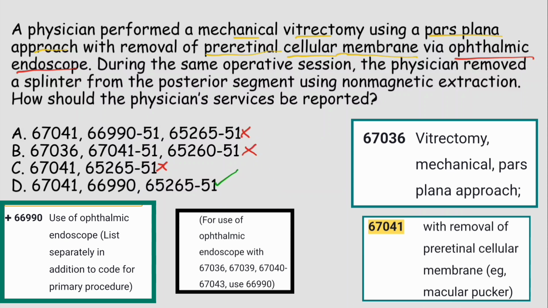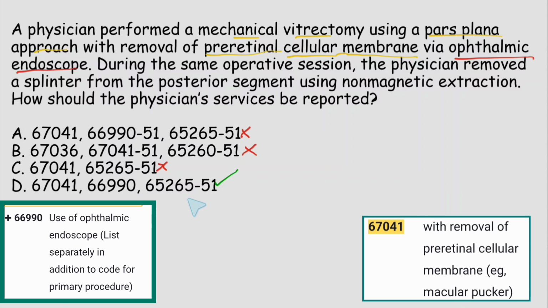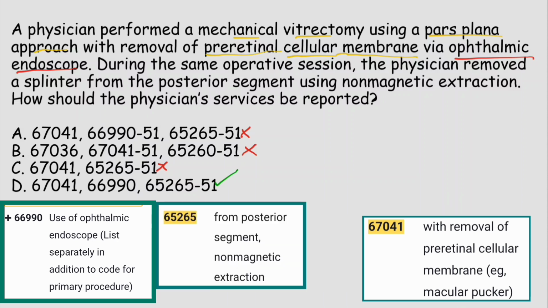Okay. Option D is the right answer. In option D, they have mentioned the code 65265, that is for removal of foreign body intraocular from posterior segment, non-magnetic extraction. In the question, you can see they have mentioned during the same operative session, the physician removed a splinter from the posterior segment using non-magnetic extraction. Therefore, we are using the code 65265 along with modifier 51, that is to indicate multiple procedures, because here two procedures are performed, right? That is mechanical vitrectomy and removing of splinter from posterior segment. Therefore, option D is the right answer.